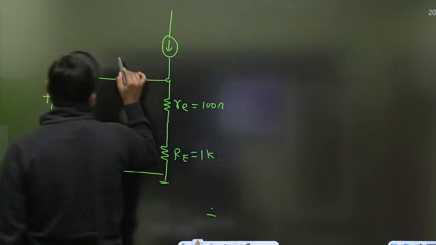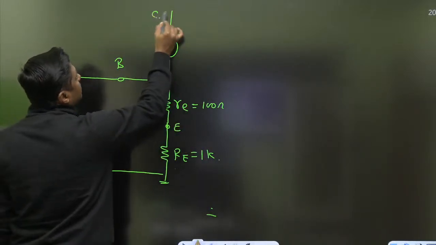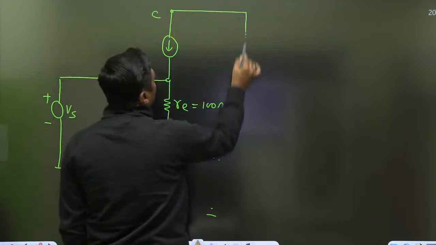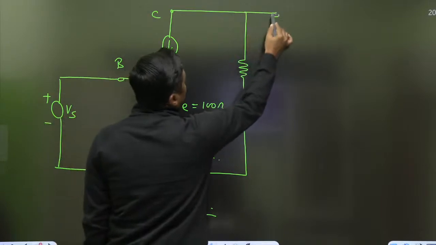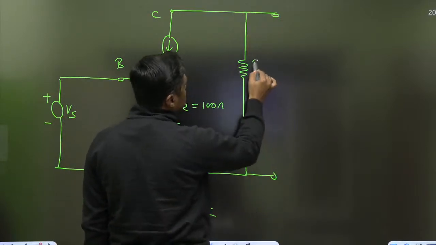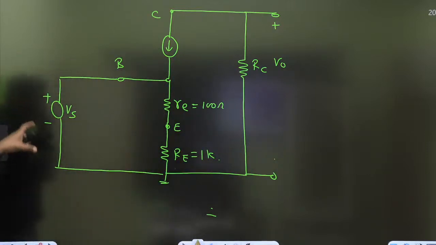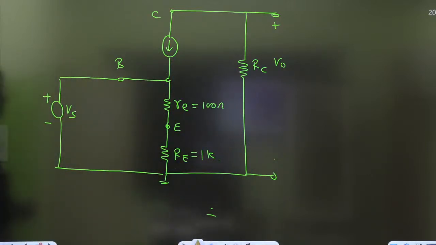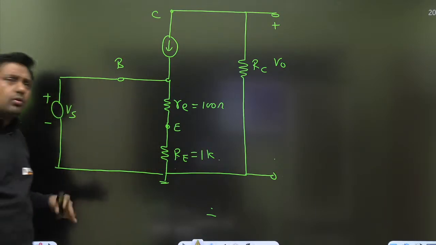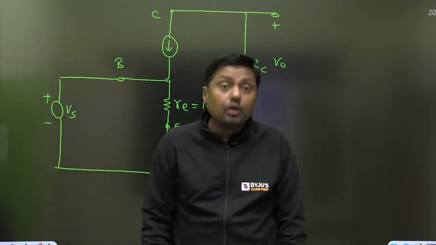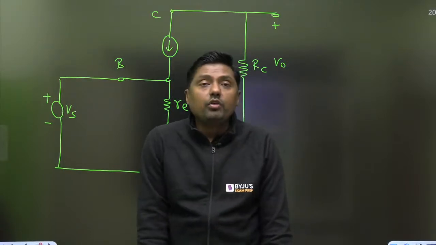This is the base terminal. This is the emitter terminal and that is the collector terminal. Here we are connecting the load and here we are getting the output. That is the model. We are connecting like this. So what is the input resistance here? Let this be given as 100 ohm, this as 1 kilo ohm, or we can calculate the re by using the formula. If the input resistance is asked, then always remember one thing.